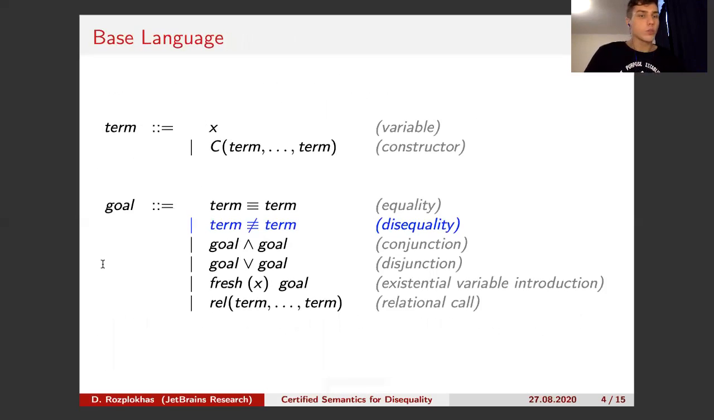Let's now move on to our formalization of disequalities. Here is the base language we will reason about. It's a very simple version of miniKanren where terms can only have constructors and logical variables inside, and there are six types of goals which should be familiar: equality and now disequality of two terms, conjunction and disjunction that we have instead of the standard conde operator, introduction of a fresh variable, and a call to some defined relation.